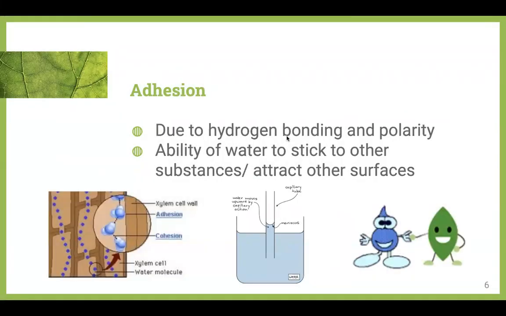Another property of water is adhesion, which is also due to hydrogen bonding and water's polarity. Adhesion is the ability of water to stick to other substances and to attract other surfaces, such as leaves, glass tubes, and cell walls. And adhesion is extremely useful because it allows for the transport of water in plants.